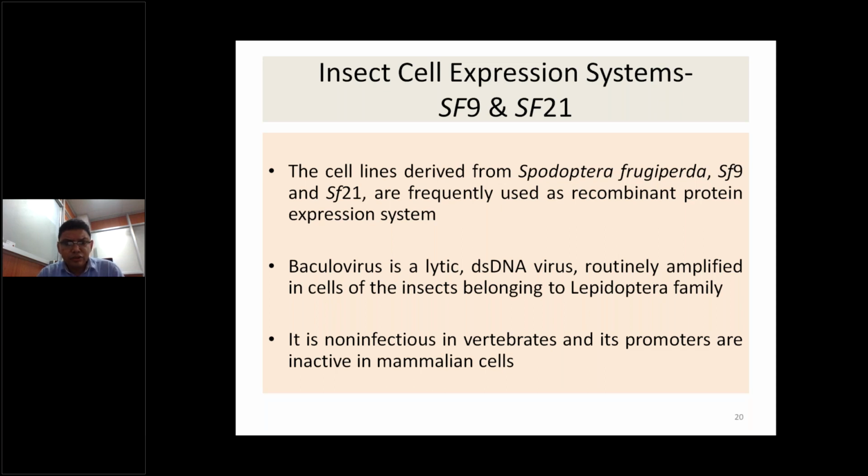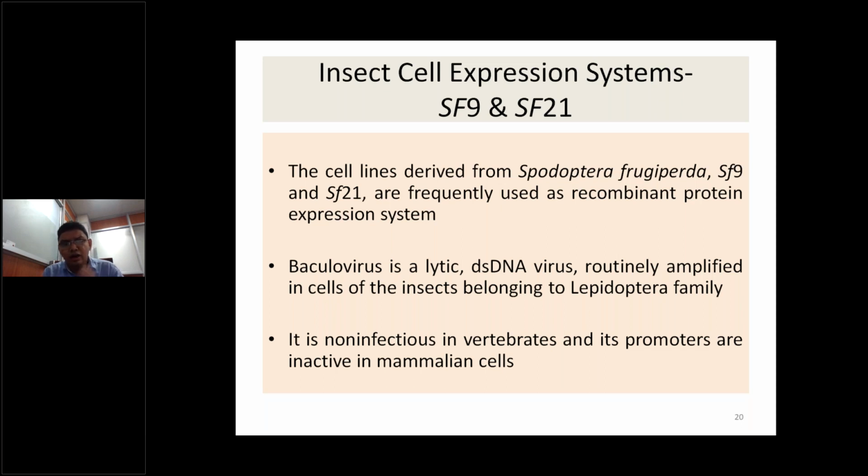And they are frequently used as recombinant protein expression systems, and we also call them the baculovirus system, because baculovirus is a lytic virus which infects these insect cells. This virus is routinely amplified in these insect cells, Sf9 and Sf21 insect cells belonging to the Lepidoptera family. It is non-infectious in vertebrates, and its promoters are inactive in mammalian cells.